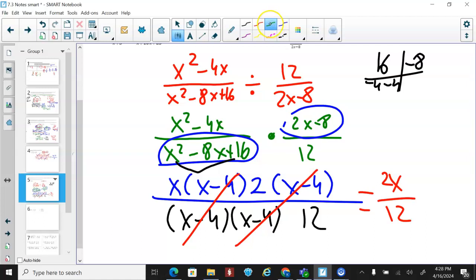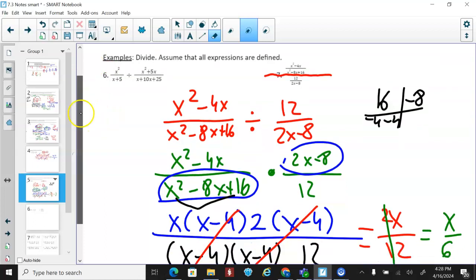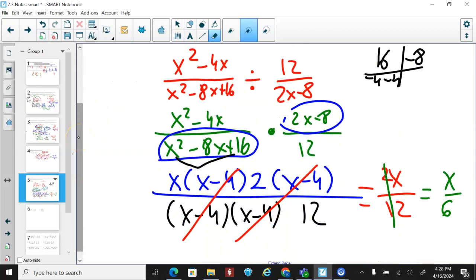Can I simplify it further? Absolutely. 2 and 12 simplify to 1 and 6, so that's going to be x over 6. I can divide 2 by 2 and 12 by 2 and get x over 6. And for this equation, and for the one right here, number 6, I just want to make sure, this would be your final answer. So if you need to pause it, write it down, please do so.